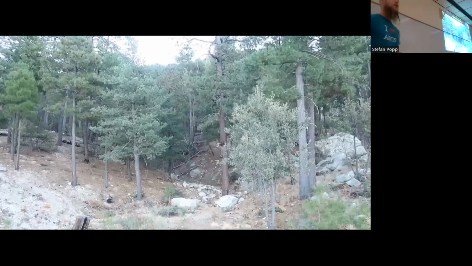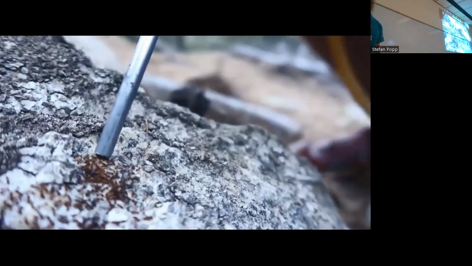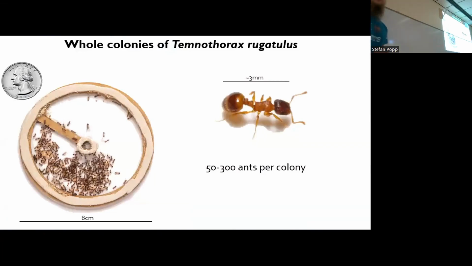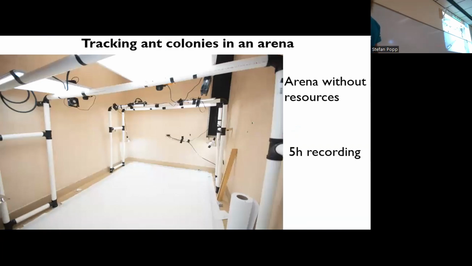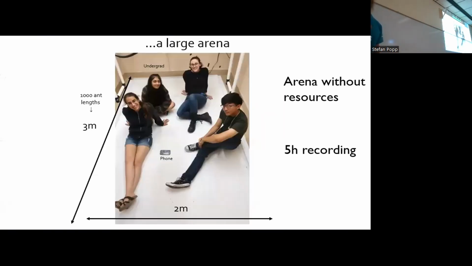So we get colonies up from the Catalinas in a habitat like this. We suck whole colonies in, and then we put them into artificial nests like this one here, 50 to 300 animals per colony. And then I put the whole colony inside this arena, and I track the ants with 4 cameras and automatic tracking software for 5 hours each. So I have 5 colonies, 5 hours.